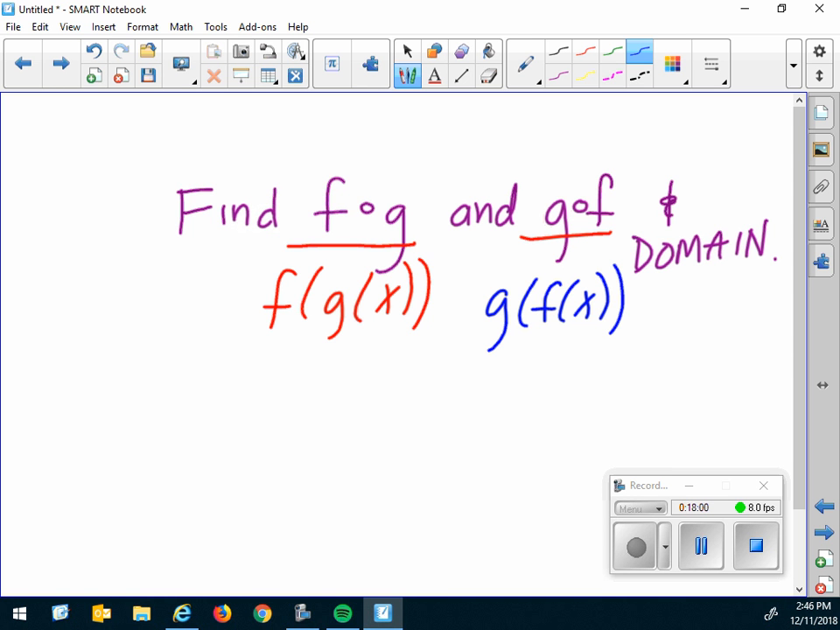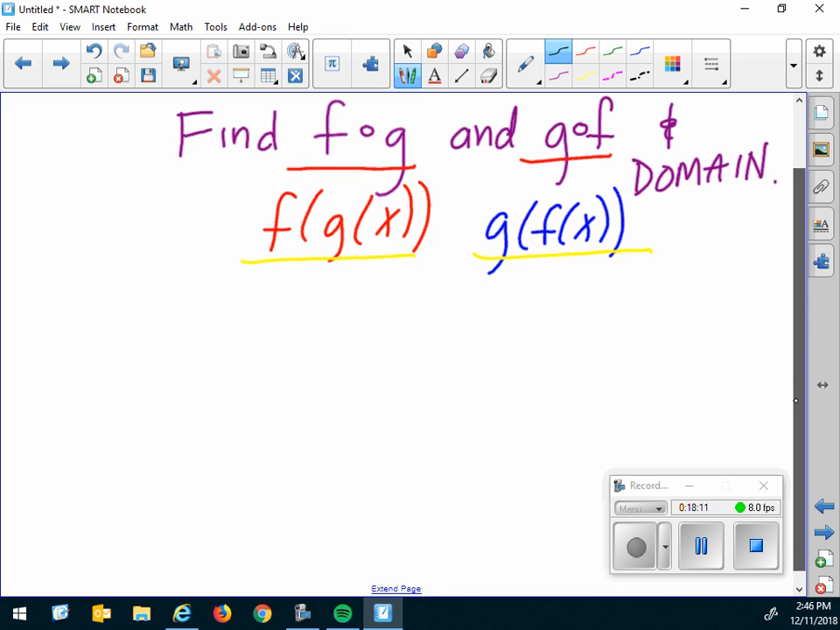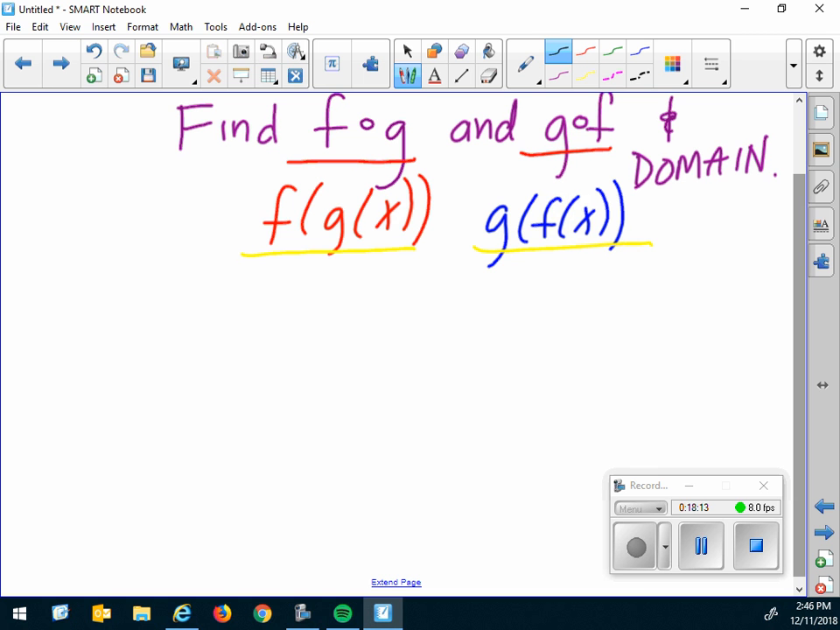Now, I don't like writing them this way. I would rather write them this way, but they mean the same thing. Okay, so on number 1 here.